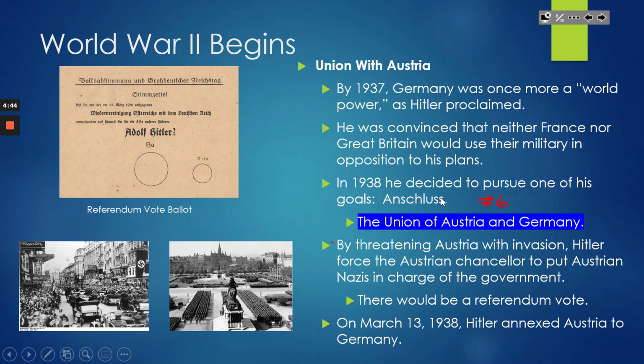All right, this is number 6, Anschluss. Anschluss was one of Hitler's goals. And one of Hitler's goals was to bring Austria under the leadership of Germany because Austria was his homeland, right?